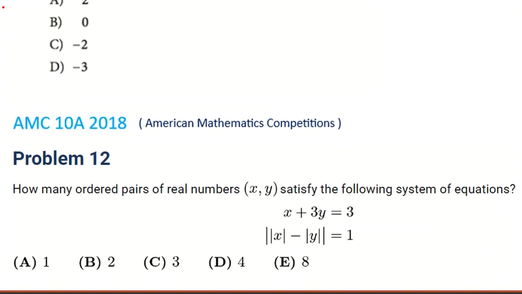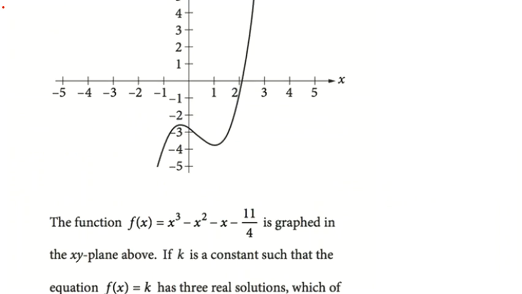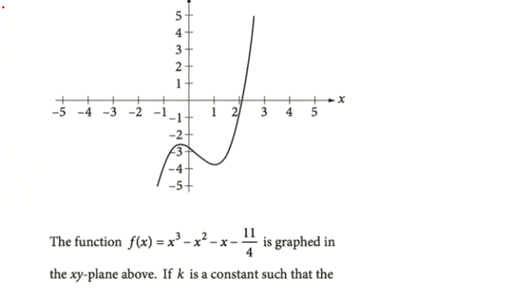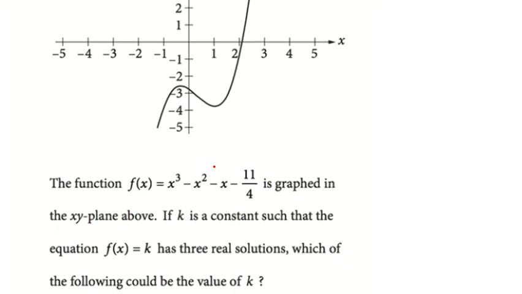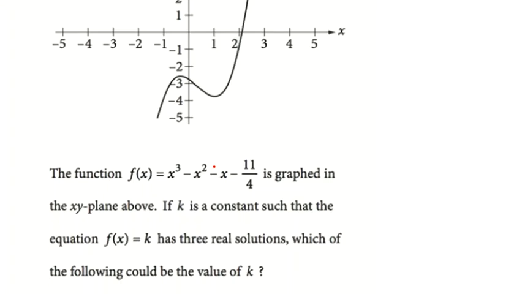Let's solve first an SAT problem. This problem is a bit harder, but again, it is related to graphs. It says the function f of x equals (x cubed minus x squared minus x minus 11) over 4 is graphed in the xy plane above. If k is a constant such that the equation f of x equals k has 3 real solutions, which of the following could be the value of k? Okay, let's see.